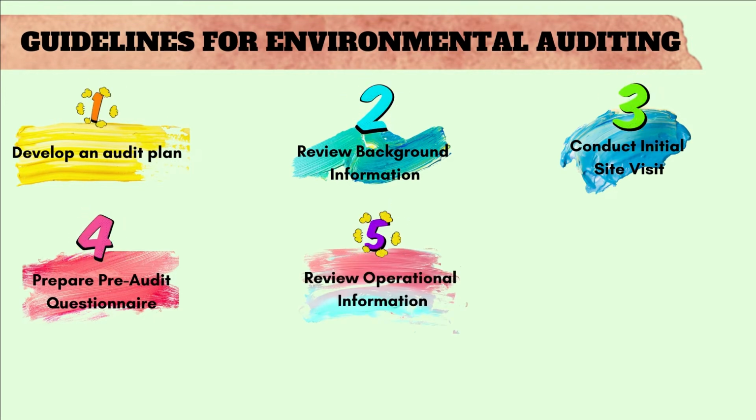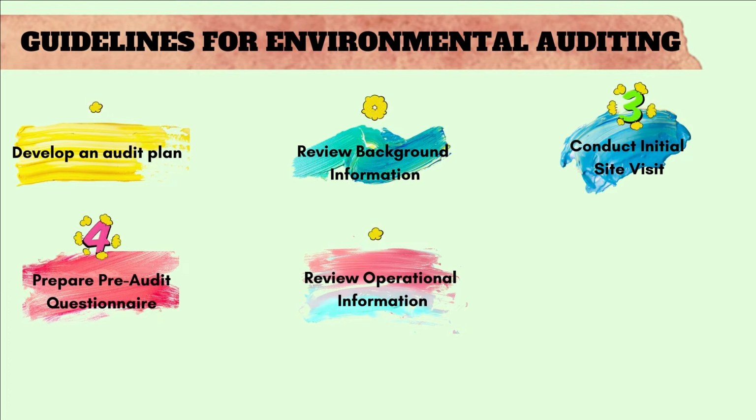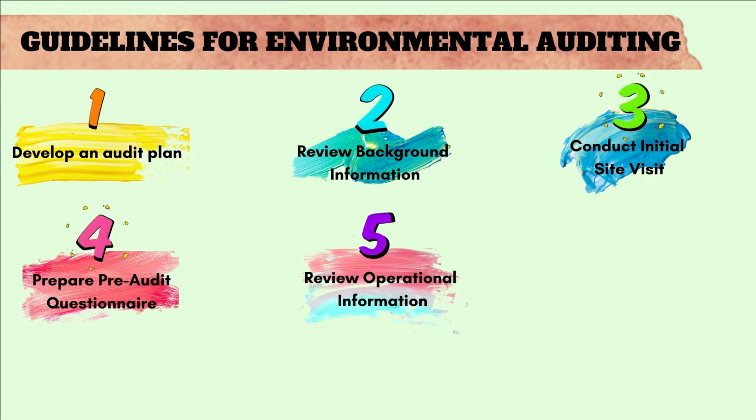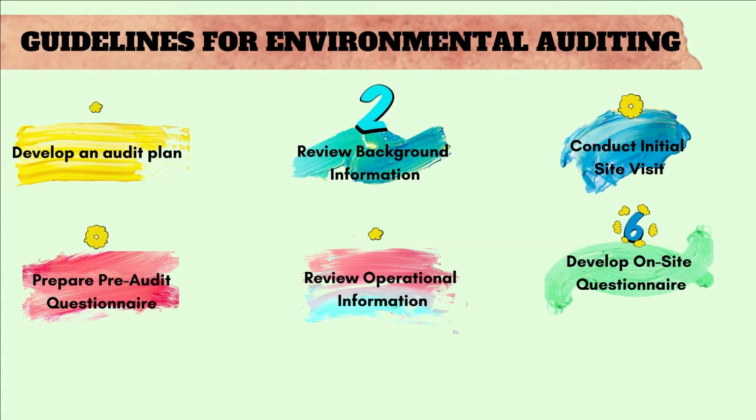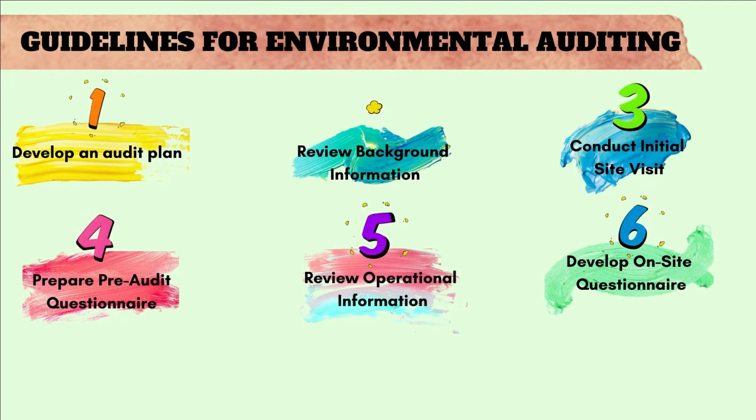Fifth is review operational information to gain appreciation of site activities and operational practices on site through review of operational activities and process descriptions, management system policies, procedures and program documentation, relevant records, and other relevant information pertaining to environmental management practices. Sixth is develop on-site questionnaire and audit protocols, to develop a series of step-by-step questions and evaluation criteria to assess.